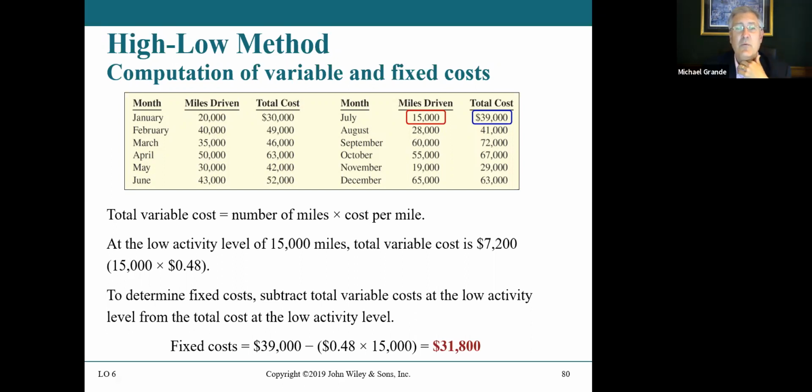You then want to determine the fixed cost from the total cost. We're going to use the low activity total cost of $39,000 less the variable cost at that level, 15,000 miles times 48 cents. You've got a fixed cost of $31,800.